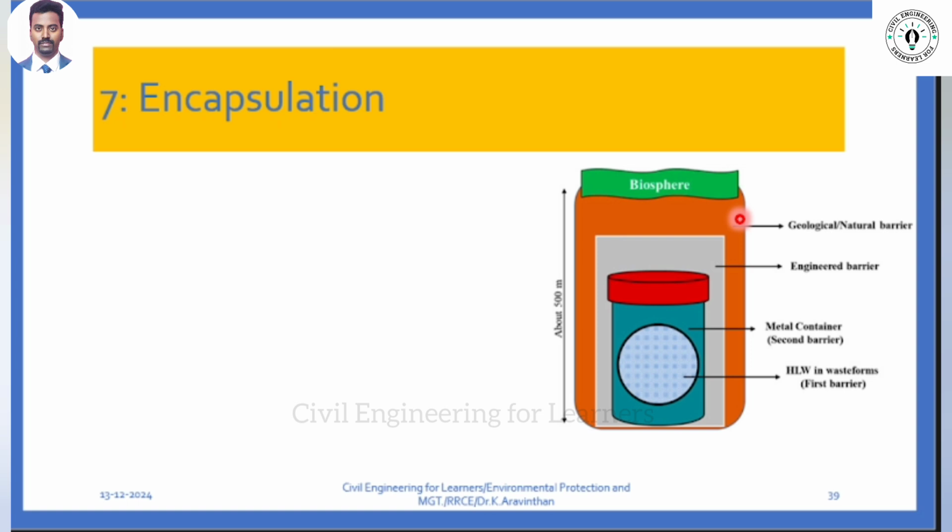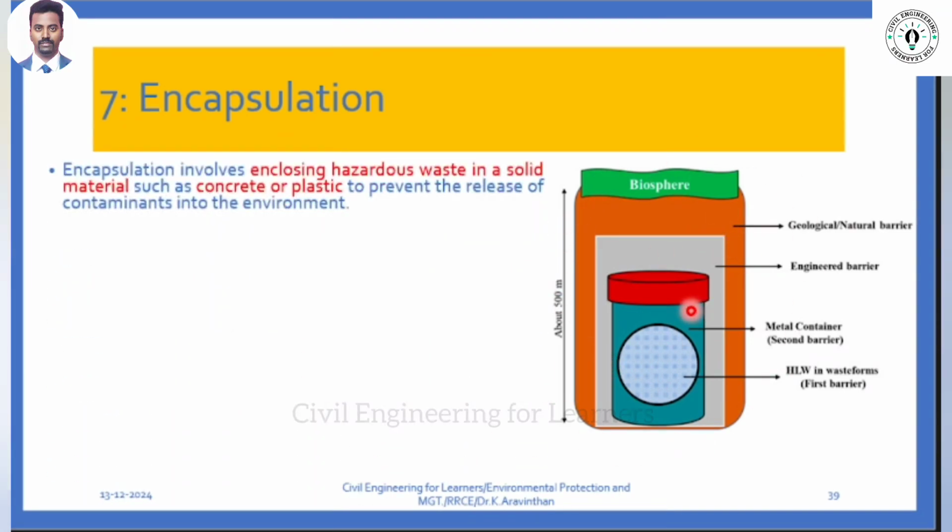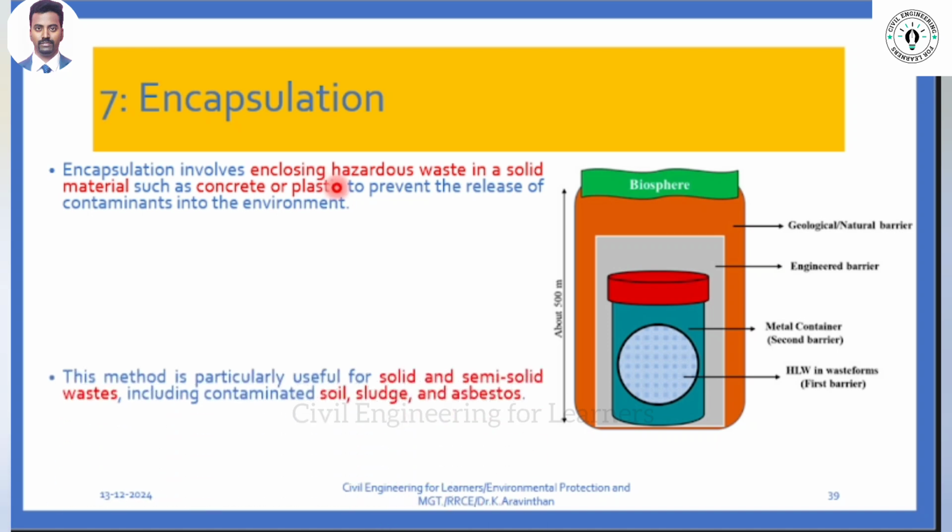This is called capsuling. What do you mean by capsule? You have a small cover, no? Inside that you have some medicine. In the same way, the hazardous waste is covered with this kind of capsule. So this is called encapsulation. It is enclosing hazardous waste in solid material. What are the solid materials? They can use concrete or plastic. Above the waste they will make concreting.